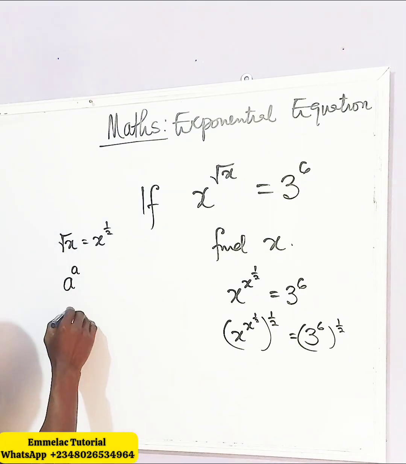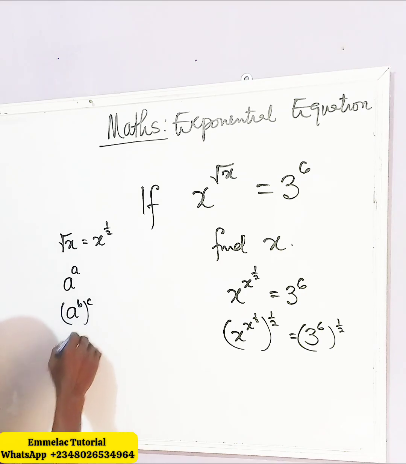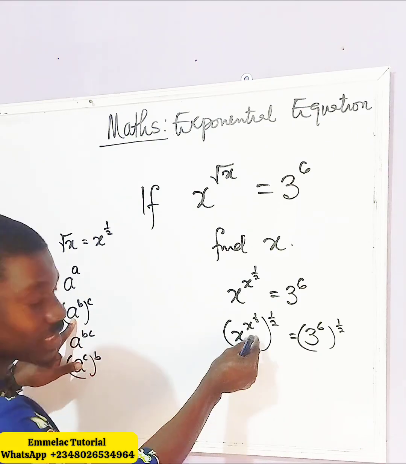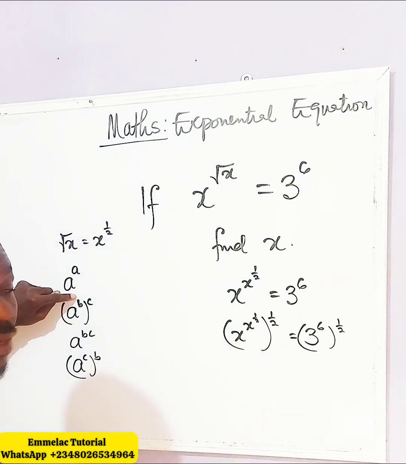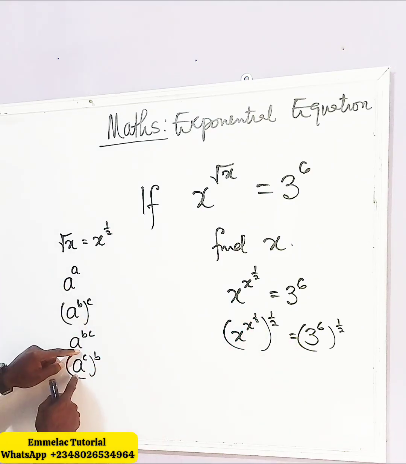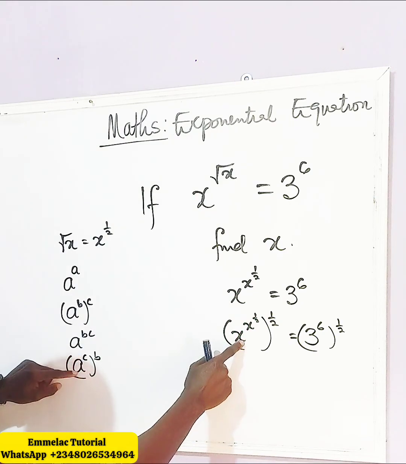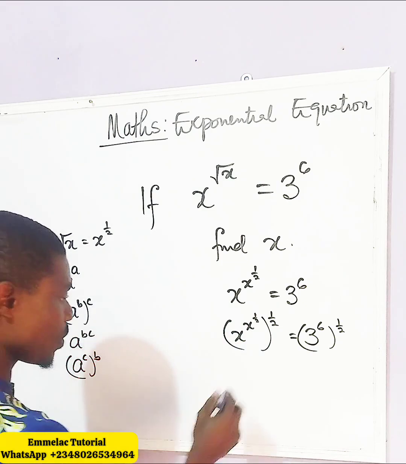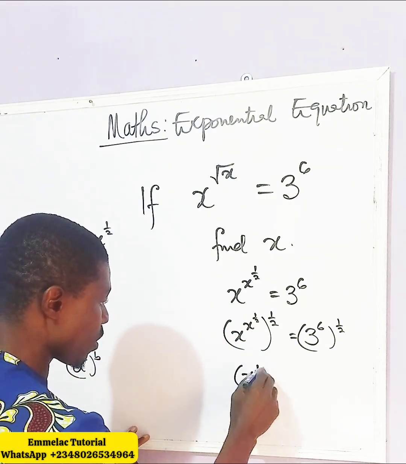Now also recall that if you have a raised to the power of b, all raised to the power of c, this can be a raised to the power of bc, and can also be a raised to the power of c, all raised to the power of b. So looking at this, x is a, then x raised to the power of half is b, and our half here is c, which means I can swap it. This half will come inside, then this x raised to the power of half will move outside. So we end up having x raised to the power of 1 over 2, all raised to the power of x raised to the power of 1 over 2.